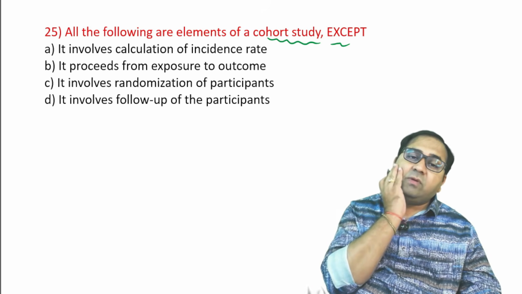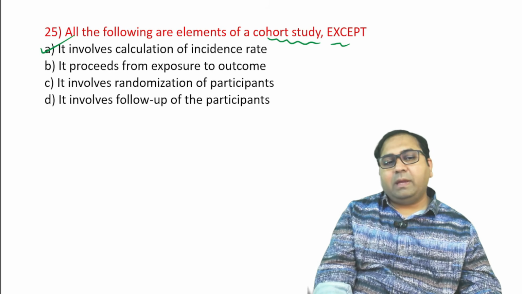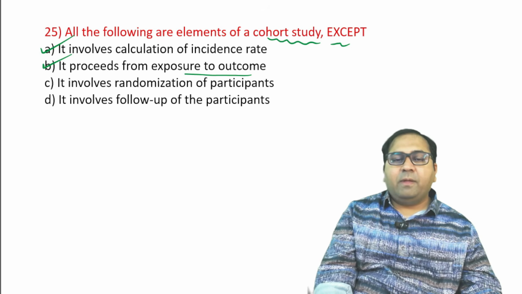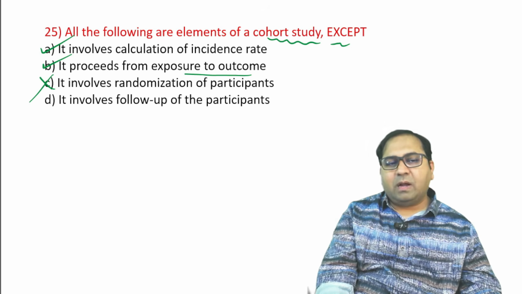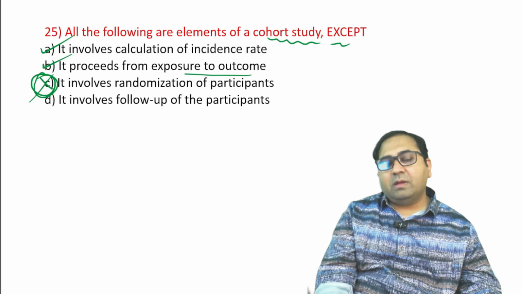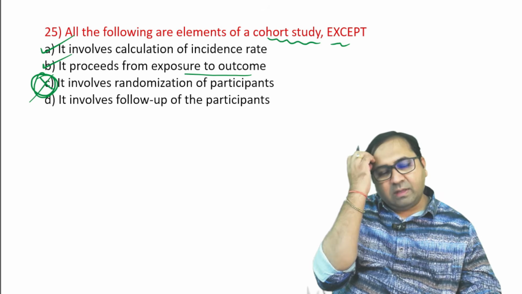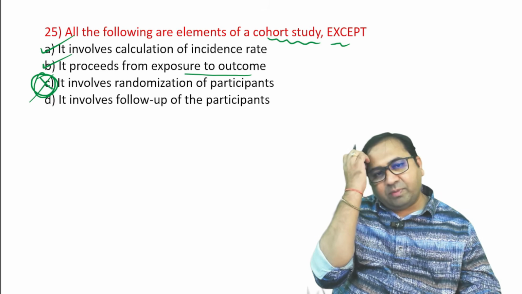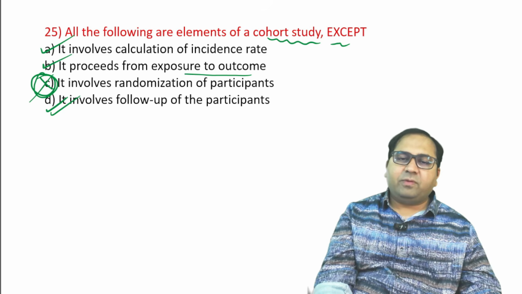Option A, that it involves the calculation of incidence rate. Yes, definitely it is a true statement. B, it proceeds from exposure to outcome. Yes, even this is a true statement. It involves randomization of participants is definitely a wrong statement. Randomization comes in the randomized control trials, RCTs. So that's a different study altogether. Finally, that it involves the follow-up of the participants. Yes, even this is a correct statement. So option C is the answer for this question.